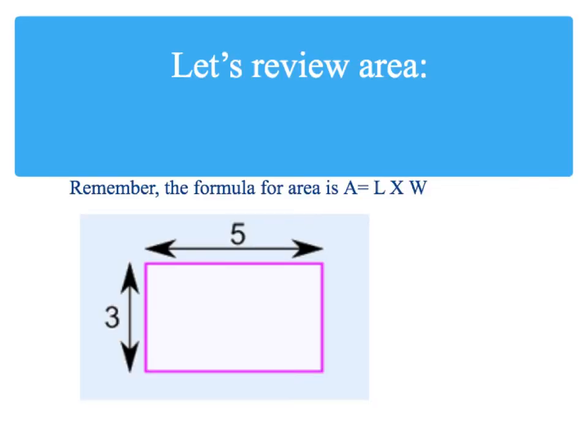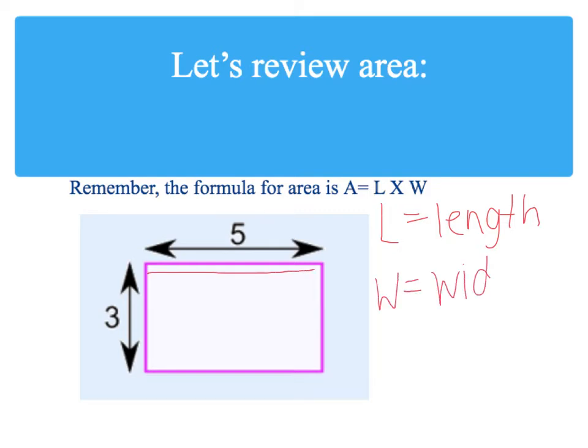Alright, so let's review what area is. So remember that the formula for area is length times width. That's what that L and W means. So that means L is for the length, or how long the object is, and W stands for the width, which is how wide the object is. Really, these two measurements are interchangeable, which means it doesn't really matter which one is the length and which one is the width, because you're multiplying them together.